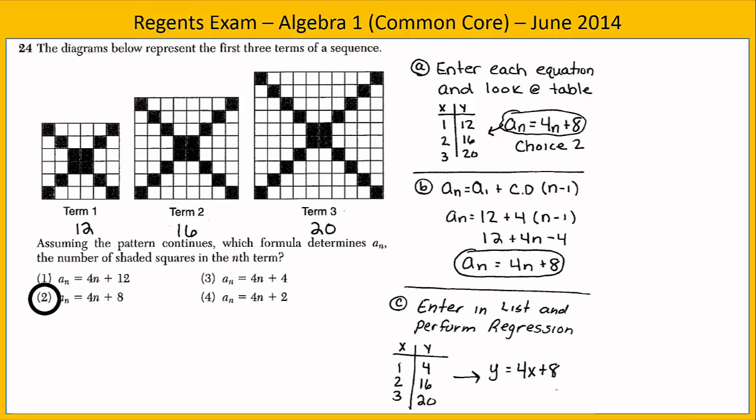A third option for solving this would be to make a table of values. 1, 12, 2, 16, and 3, 20. Put those values in your calculator. In the list and spreadsheet, perform a linear regression, and you'll get y equals 4x plus 8. So choice 2, once again, is the answer. So there's many ways to approach this problem. Choose the one that's the most comfortable for you.